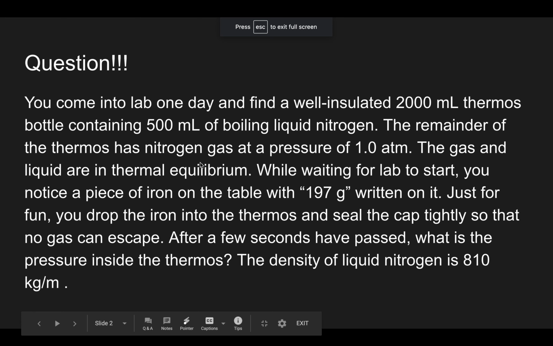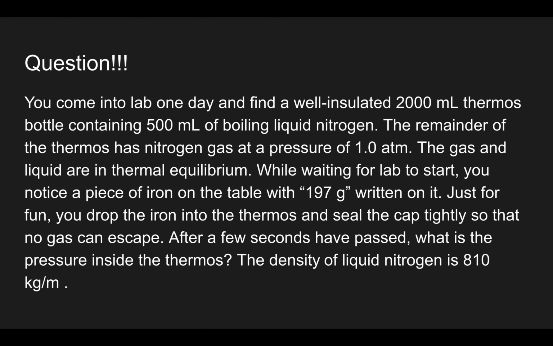Here's the question. You come in one day and you find a well-insulated 2,000 milliliter thermos bottle containing 500 milliliters of boiling liquid nitrogen. So this implies that there's 500 milliliters of liquid nitrogen and the rest of it, the 1,500 milliliters, is gas nitrogen. It's sitting there at 1 atmosphere and it's in equilibrium. Then for some reason you decide to take a piece of iron that weighs 197 grams, at room temperature, and you just throw it in there and seal the cap, and then you wait for it to reach the new thermal equilibrium. It's asking us, what is the pressure inside the thermos?